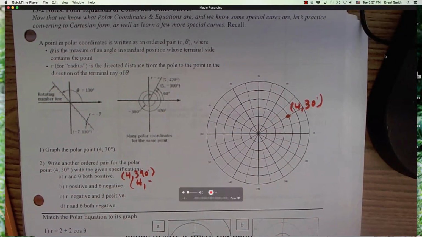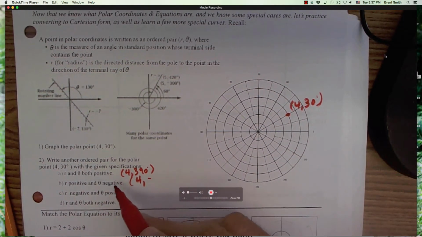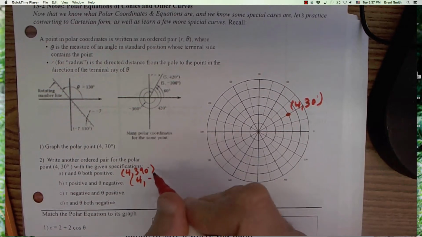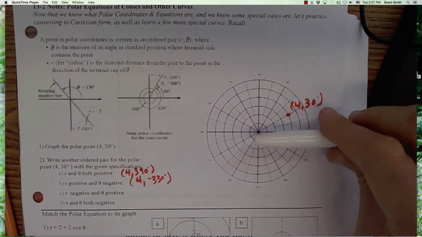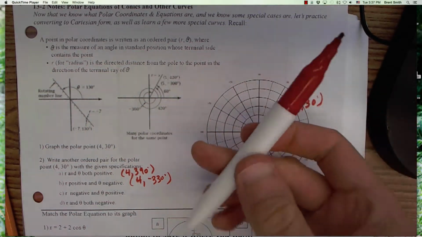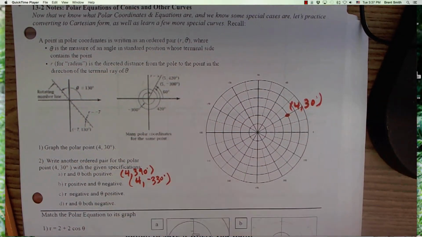So r positive and theta negative, so we could go 4 negative 330 degrees. That's 1. So in other words, I start like this, I go negative 330 degrees, I end up like this again, and I go out 4 positive.